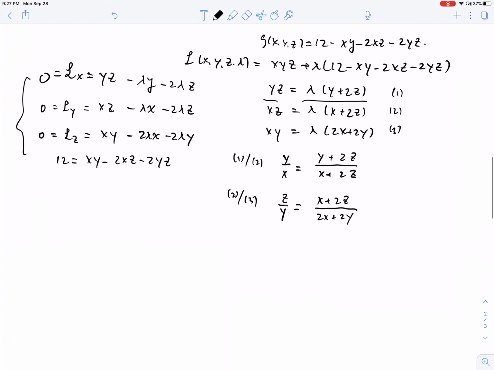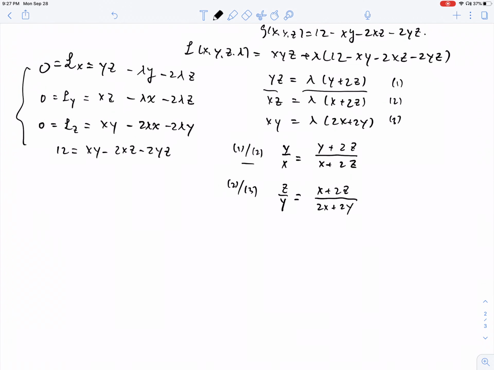Okay, so these are the new equations, and then we're going to cross multiply and see what we can have. Let me call these new 1 and new 2. When we cross multiply, you have y times (x plus 2z), and that's going to be equal to x times (y plus 2z), right?